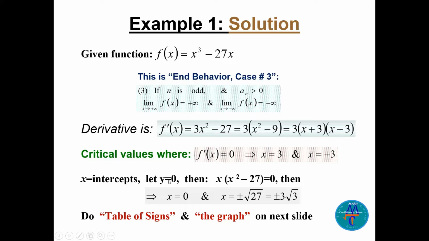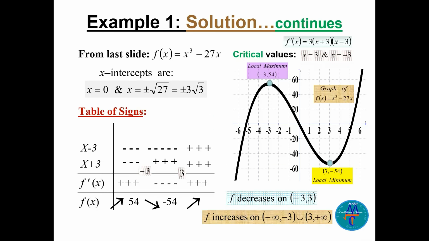For the x-intercept, let y be equal to 0. So take x as a common factor. x times x squared minus 27 is equal to 0. Then x will be 0, or x will be plus or minus square root of 27, which is plus or minus 3 square root of 3. So there are 3 x-intercepts. We have f of x is equal to x cubed minus 27x. We already found the critical values, 3 and minus 3.